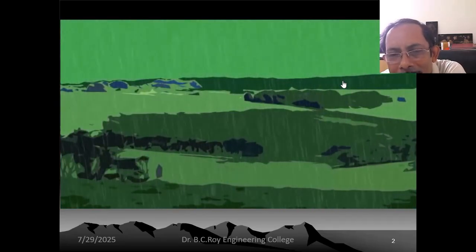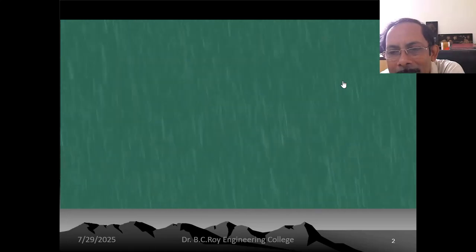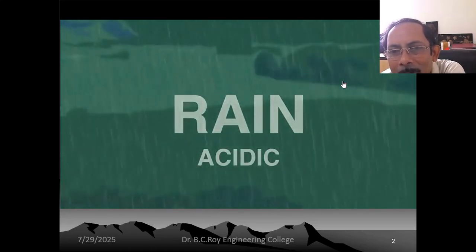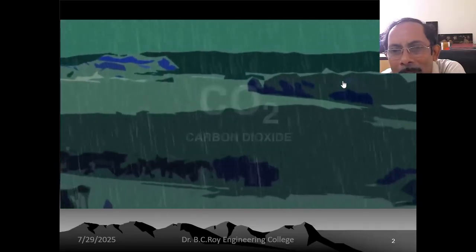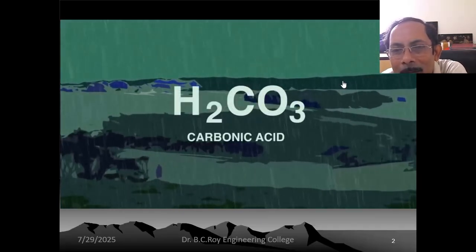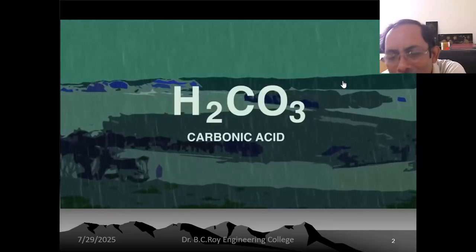Firstly, it's important to understand that rain is naturally slightly acidic. Whilst falling to the ground, the rain mixes with carbon dioxide gas from the atmosphere and dissolves it, producing carbonic acid. Carbon dioxide gives a weak acid, carbonic acid, and natural rain has a pH of 6.